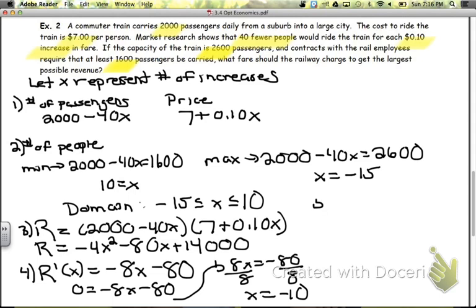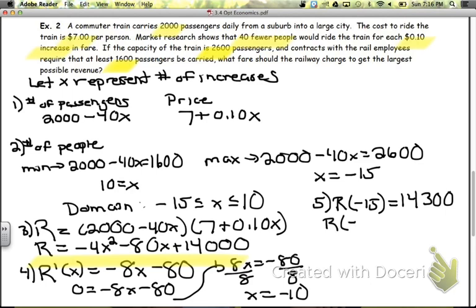Now in our fifth part here, we need to check and make sure we have our maximum. So when we're looking at our max and our minimum values, what we always want to do is take the endpoints of our domain. So at negative 15, sub that into our revenue formula, and what you will get is 14,300.